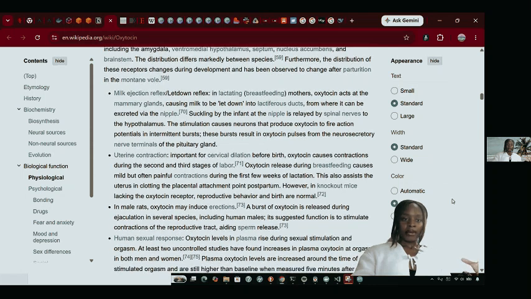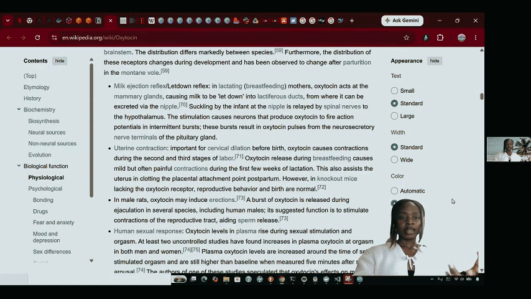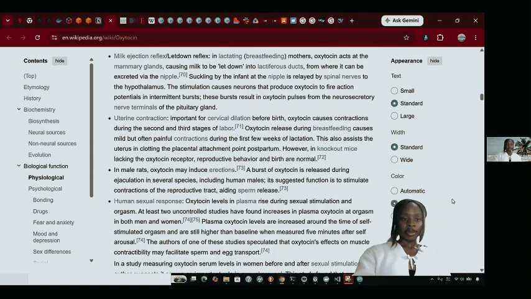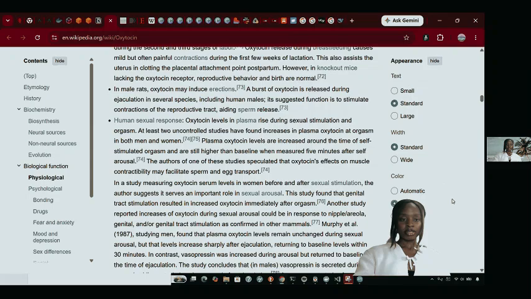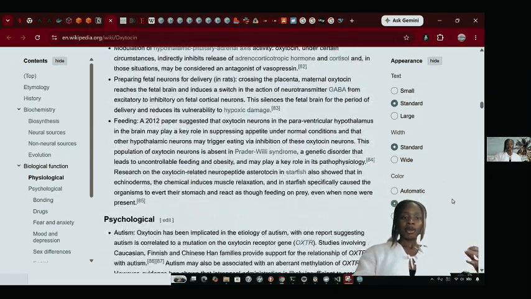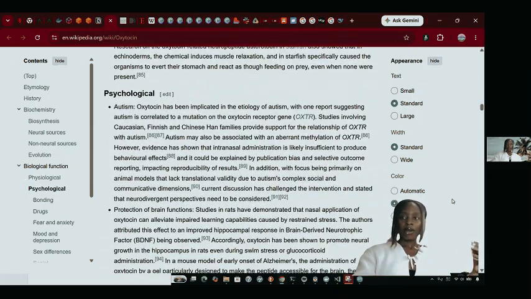The reason why I put this is to emphasize the things that are not commonly known about oxytocin. So we know it's there in milk ejection reflex, it's there in uterine contraction, it's in human physical intimacy response. But let's look at things that are more unknown.